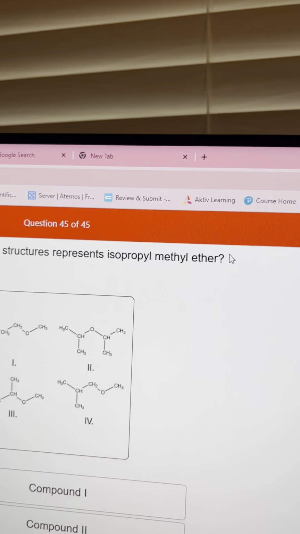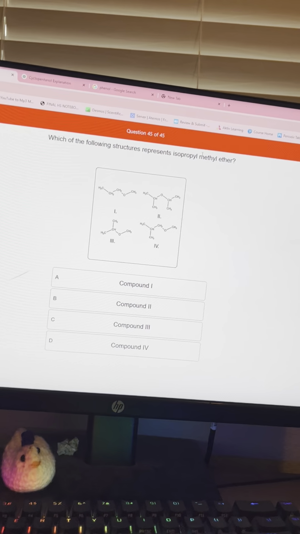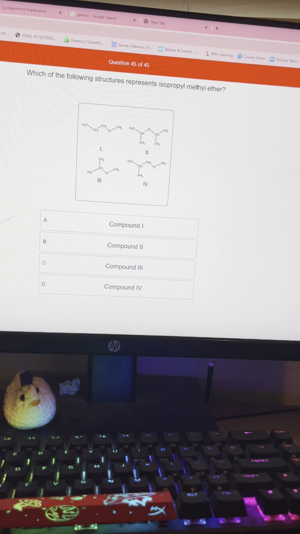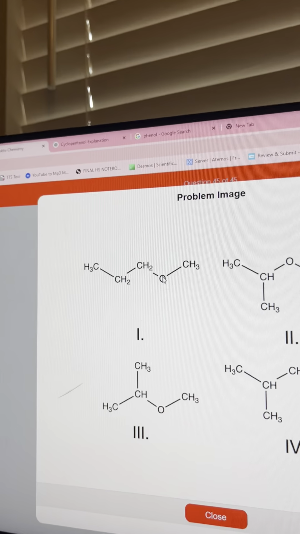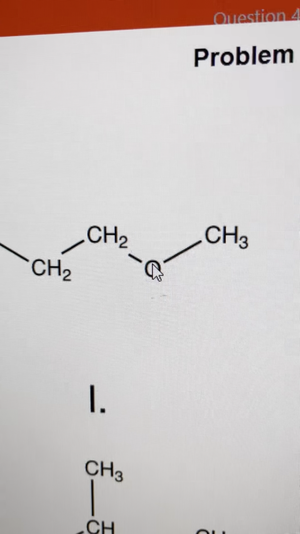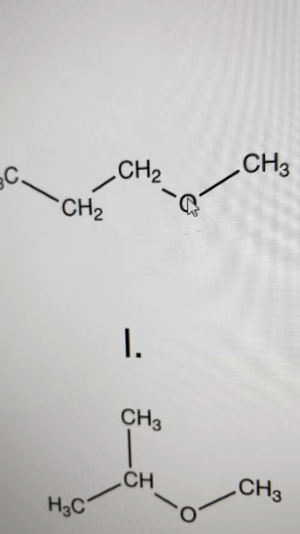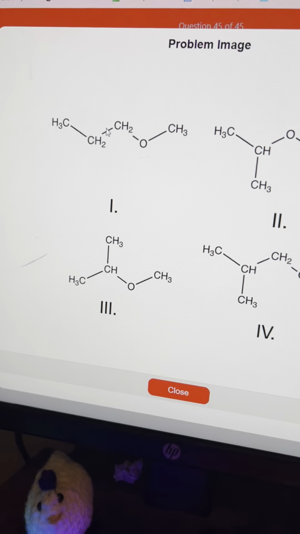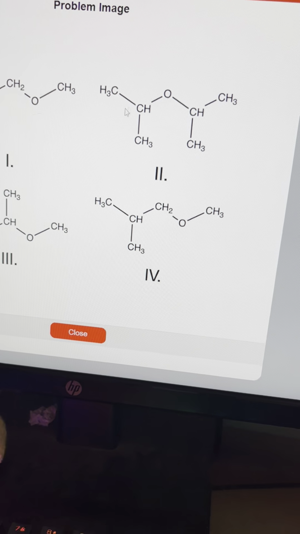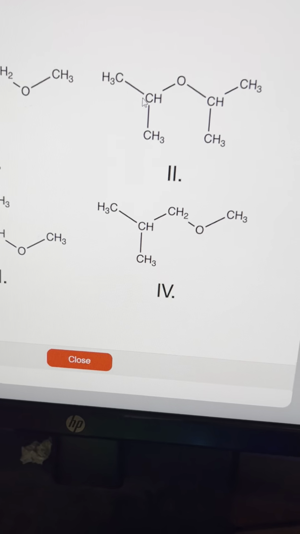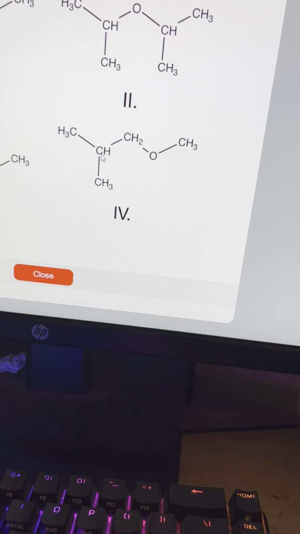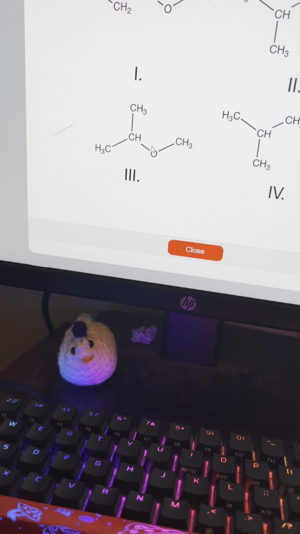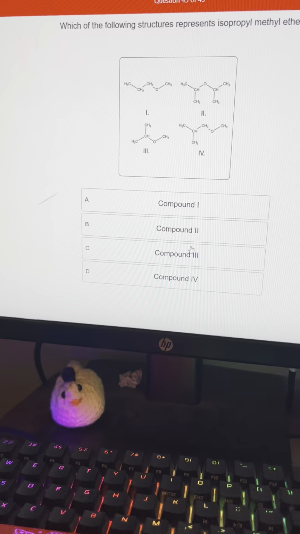Final one, we're looking for isopropyl methyl ether. So this is saying that the ether is surrounded by an isopropyl, or 3 lines, and then methyl, or 1 line. So if you look here, it is connected to 1 methyl, but we have to remember isopropyl is like a triangle shape. That's not a triangle shape, so it can't be 1. This one is connected to 2 isopropyls, so it can't be that one. 4, it's connected to a methyl, but then it's connected to a butyl, or 4 carbons. So this has to be it. So it's 1 methyl and then an isopropyl. So we know that it is compound 3.